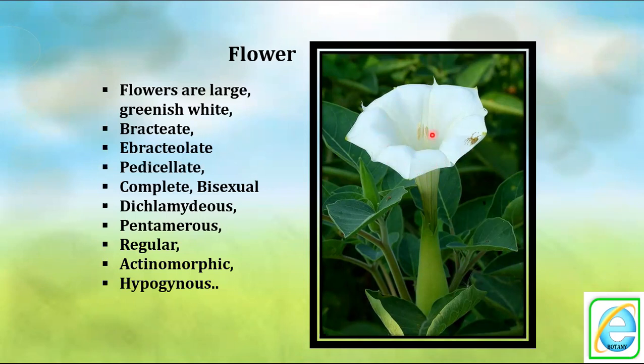Regular flower, actinomorphic. Now what is actinomorphic? That is a star-shaped structure and it can be divided into 3 or more identical sectors. Hypogynous type of flower. Now hypogynous means the ovary is below and the other floral parts are above. That's why it is a superior ovary and a hypogynous type of flower.